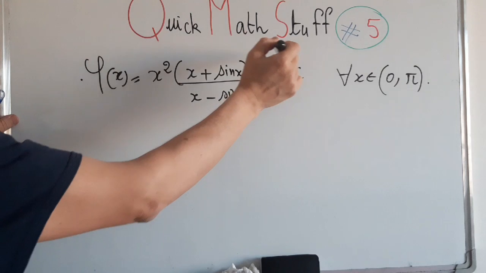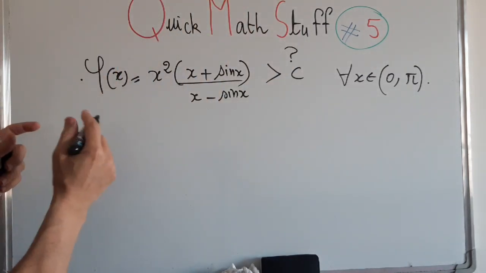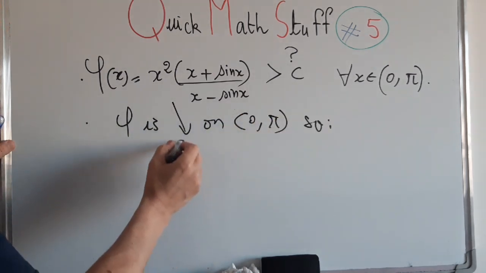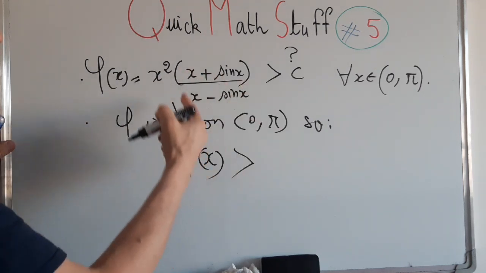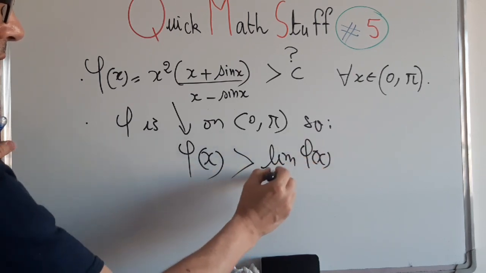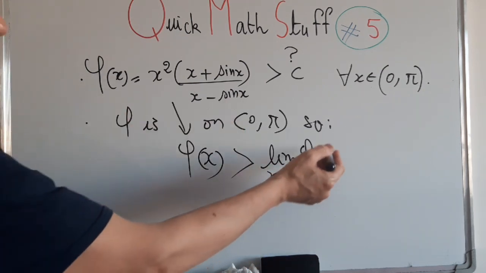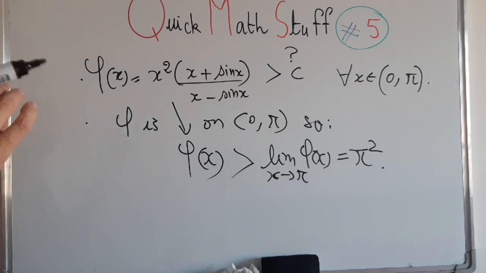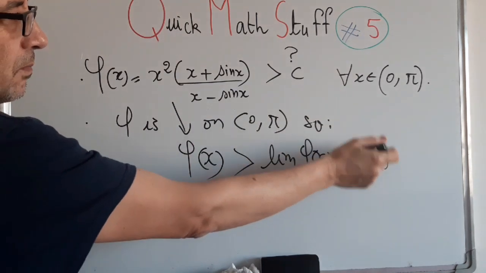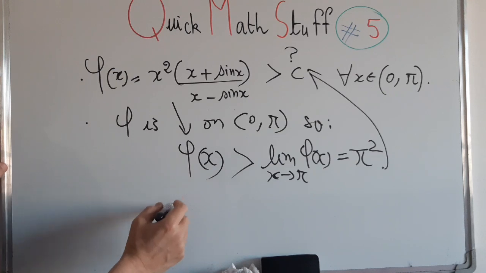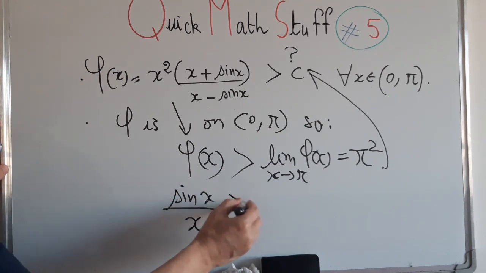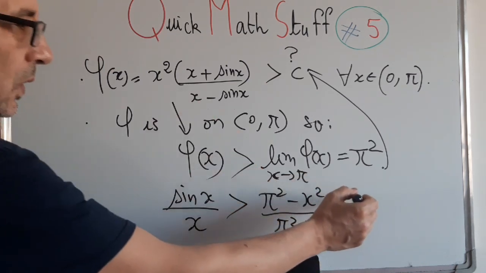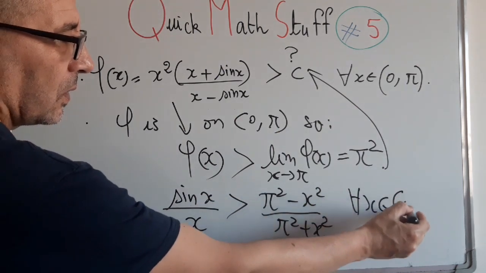For the final result, we have to search for the optimal constant. We have proved that phi is decreasing on (0, pi). So phi(x) is greater than the limit of phi(x) when x tends to pi. When we calculate this limit, we find that it equals pi squared. Conclusion: the convenient constant is C equals pi squared, and our inequality has the following form: (pi squared minus x squared) over (pi squared plus x squared), for all x on (0, pi).